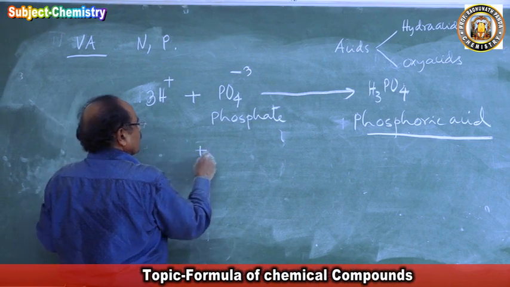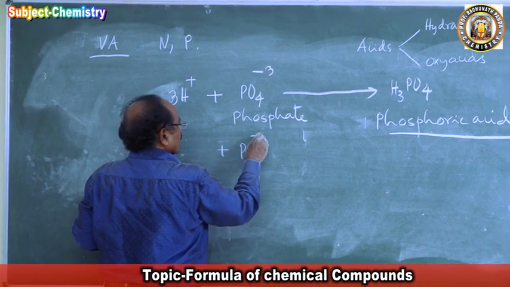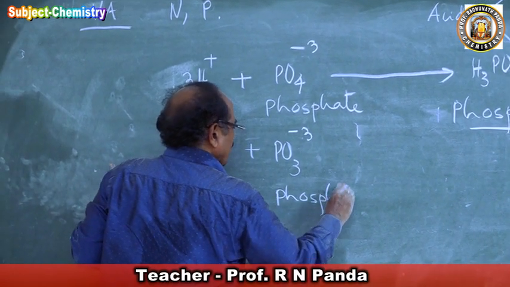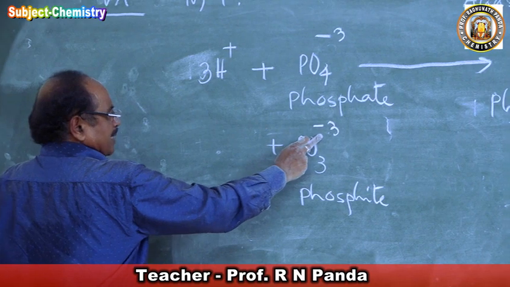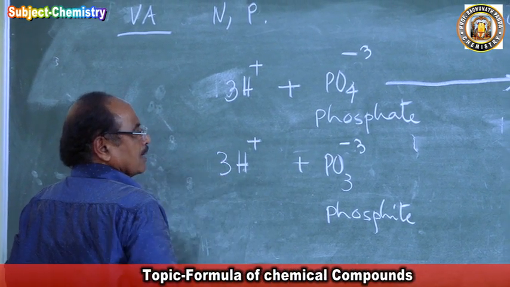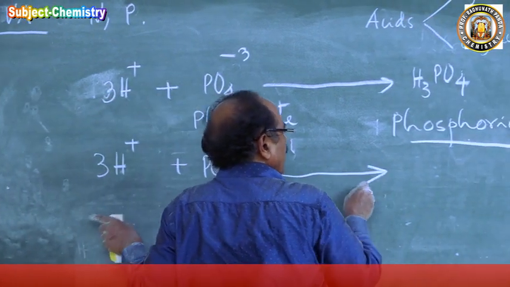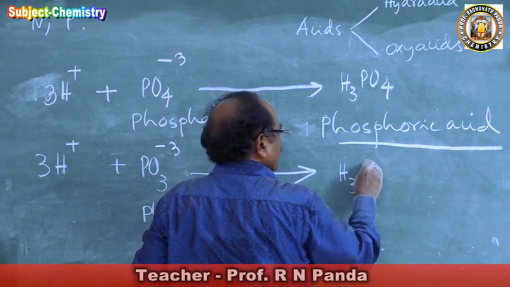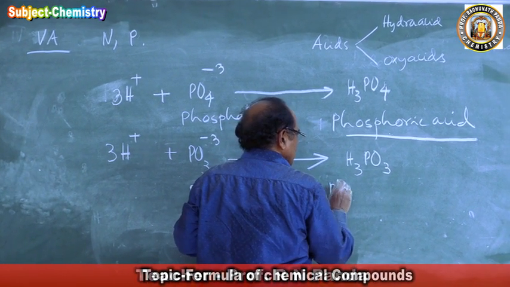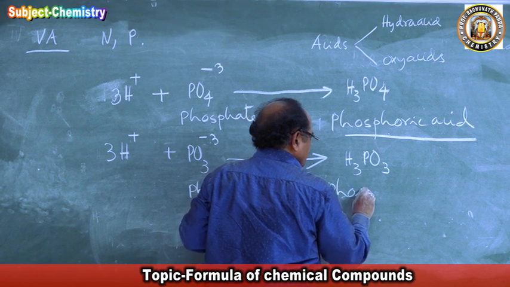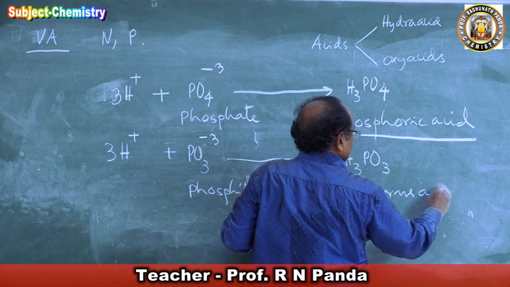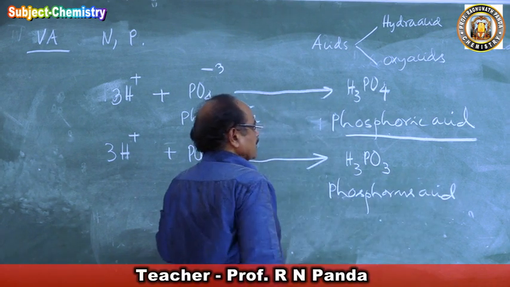So if you come to PO3 minus 3, what is PO3 minus 3? Phosphite. So what is the charge? Minus 3. So how many protons will be there? 3 protons. So the formula of the acid will be H3PO3. It is phosphite, so phosphorus acid.